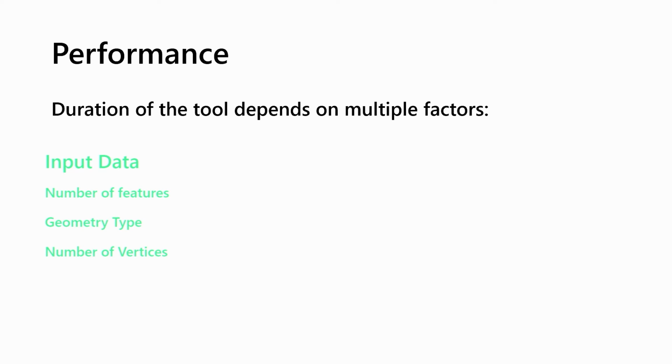So the first one is input data. Obviously, the number of features matters. We are geared to work with bigger data sets, but if you scale up your data, it will take longer. The geometry type and number of vertices are probably ones that are more overlooked. Number of features is very obvious, but with geometry type, points are always going to work a bit faster than something like a polygon, but they're not really directly comparable because they're not usually used in the same tools. The number of vertices for a polygon definitely would influence it.